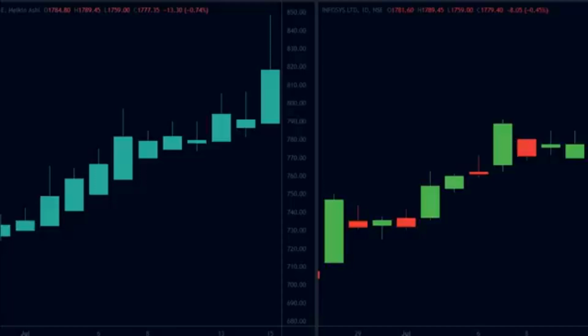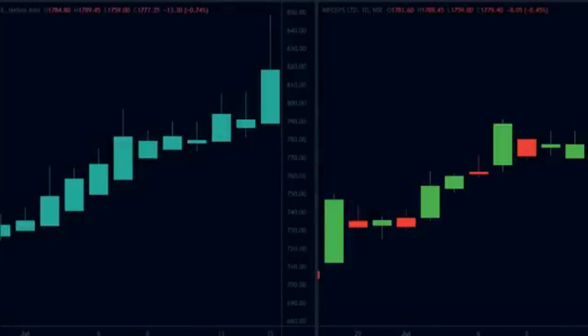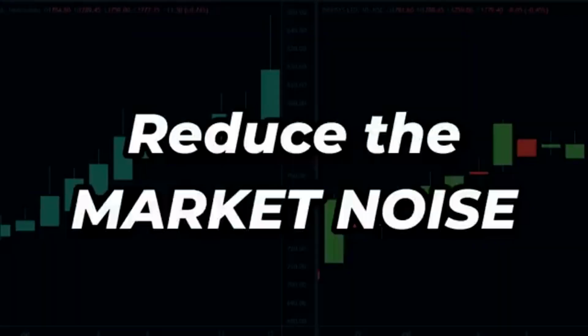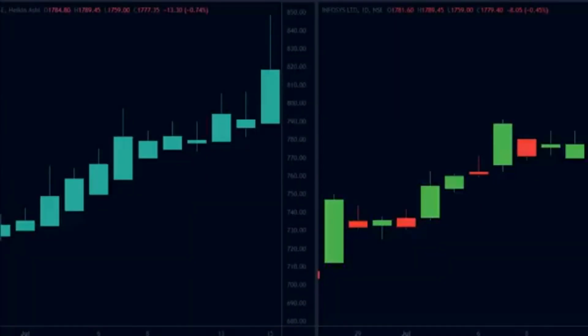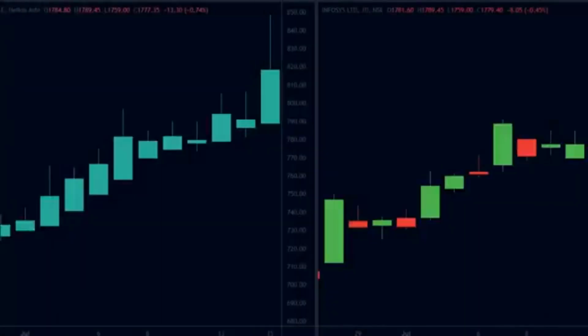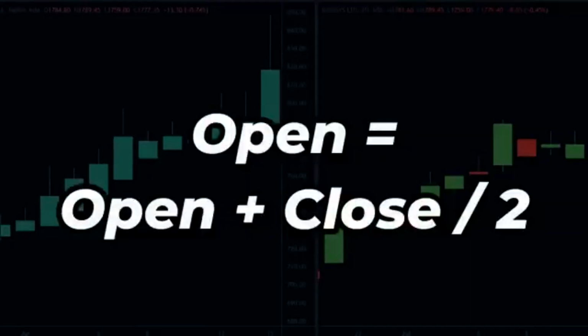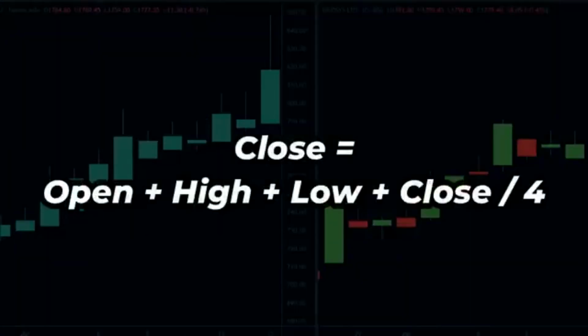Heiken Ashi charts are really useful for spotting out clear trends in the market. The main aim of any technical indicator is to reduce the market noise on the charts. The Heiken Ashi certainly helps us in achieving that. This happens because Heiken Ashi charts are calculated differently. The open of each candle is calculated by adding the open and close of the previous candle and dividing it by 2. And the close of each candle is a simple average of the open, high, low, and close of that particular bar.